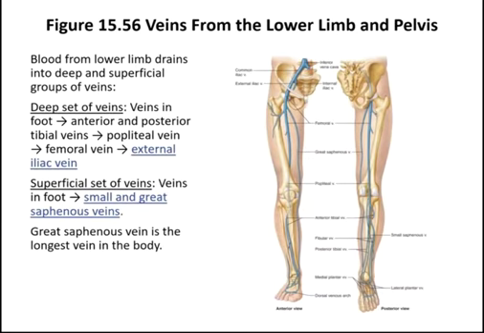Veins of the lower limb and pelvis. Blood from the lower limbs is going to drain into the deeper and the superficial groups of veins that carry it back up to the heart. The deep vein system is going to be coming from the veins in the foot and going to the anterior and posterior tibial veins, named after the bone, the tibia. And the popliteal vein goes into the femoral vein and then to the external iliac vein.